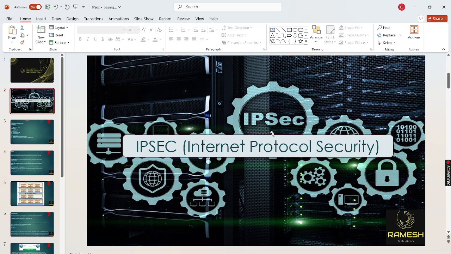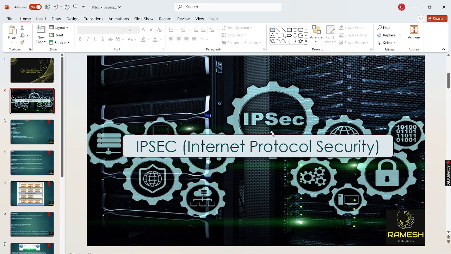To achieve this, IPsec was invented. IPsec is a protocol which is used to protect IP traffic, and it will protect the IP traffic based upon some features. We have certain features in this IPsec, on how the IP traffic is protected using IPsec. Okay, what are those features?